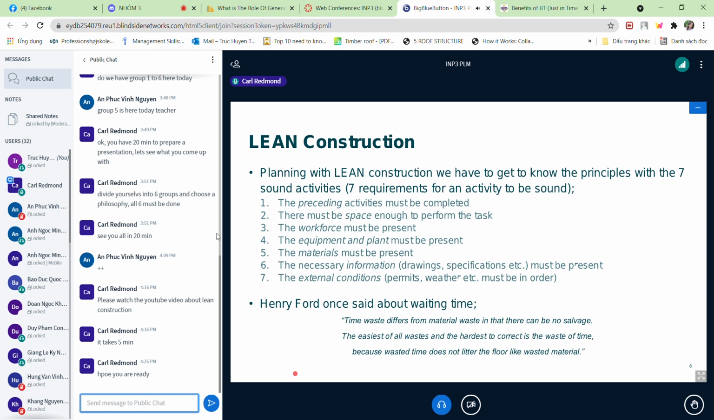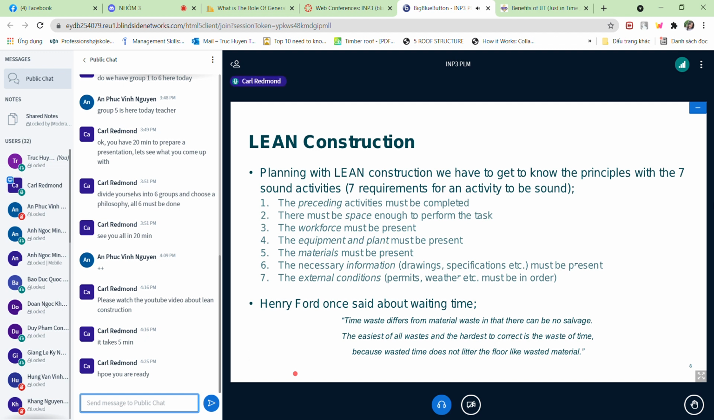Move on. If we look at lean construction, planning with lean construction, we have to get to know the principles with the 7 sound activities, 7 requirements for an activity to be sound, to be good, to be done, and so on.